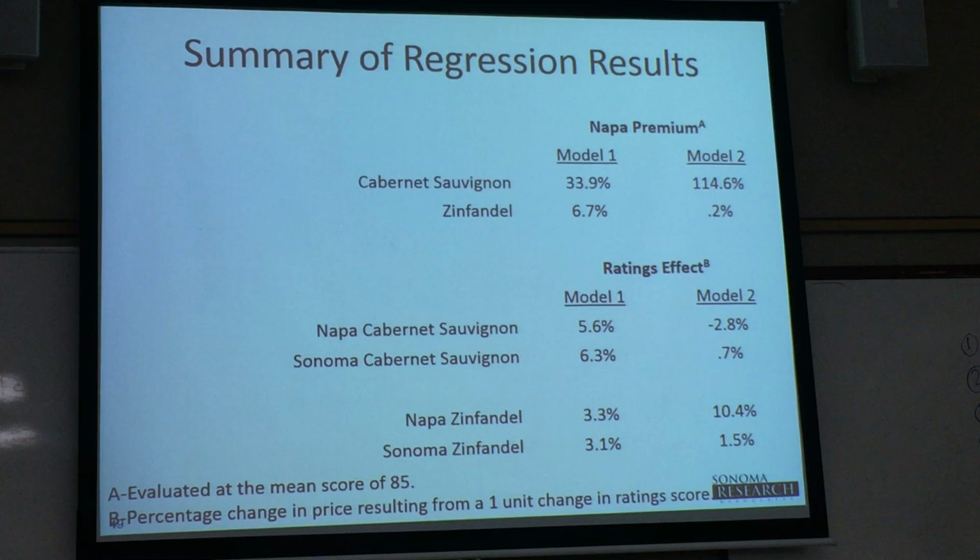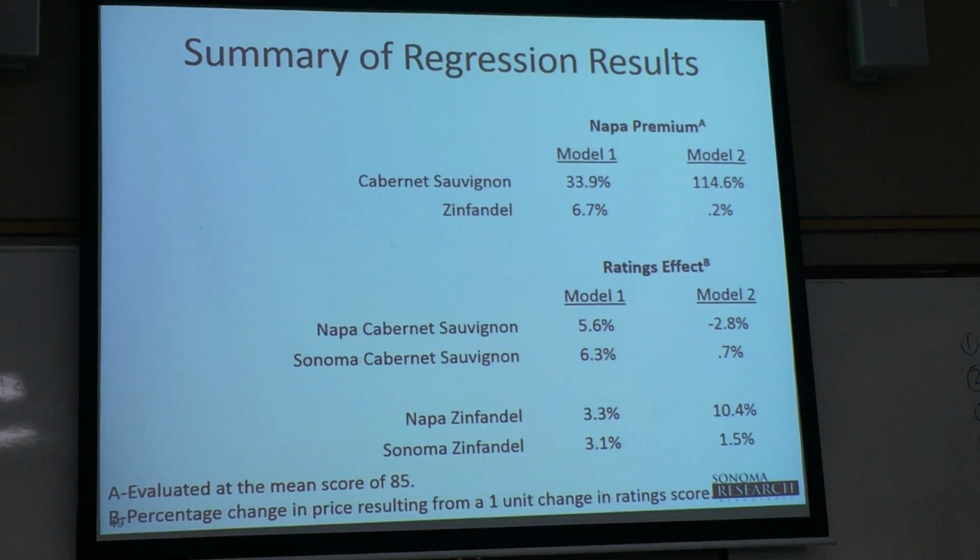The Model 2 Premium has the exact same interpretation. It's still a Napa Premium. The model's different, but the interpretation's exactly the same. So people are willing to pay 114% more for the Napa cab than for an equivalently ranked Sonoma. But that's when we plugged in the 85 score and the dummies for the brands.